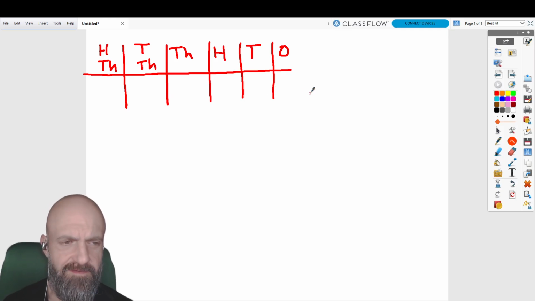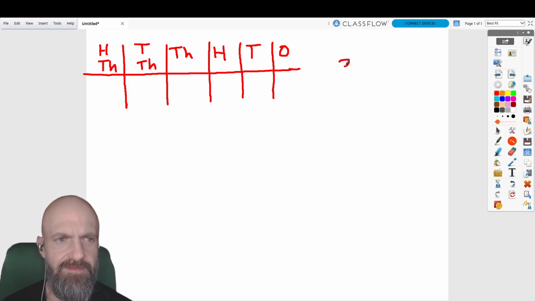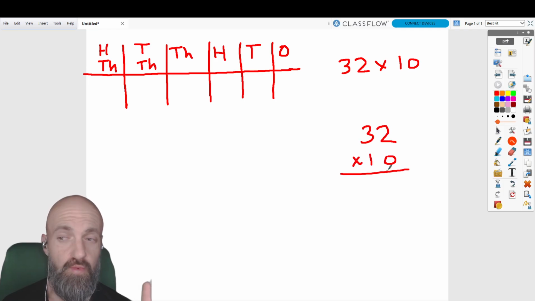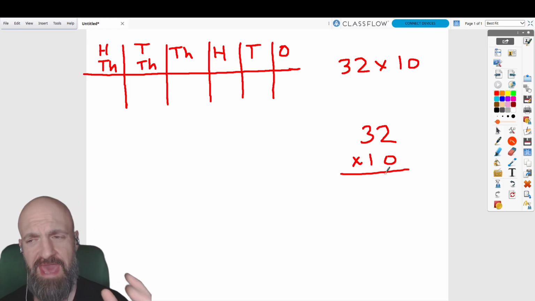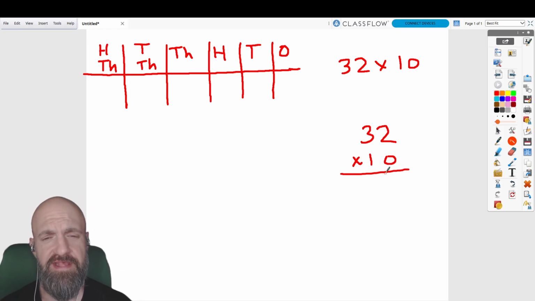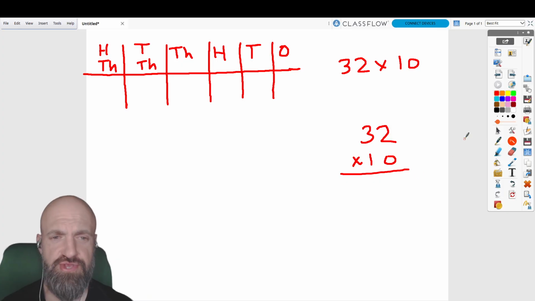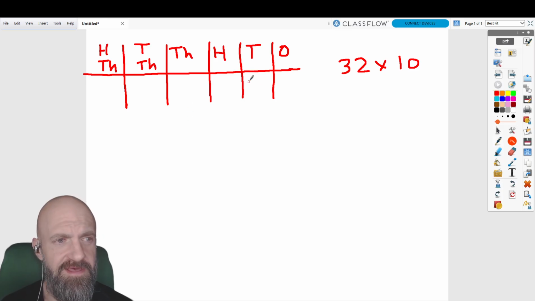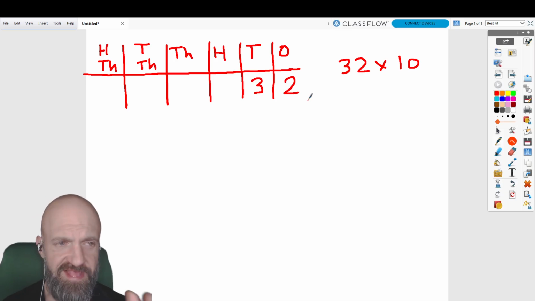So let's say we have a problem where we're multiplying by 10. For example, 32 times 10. Now, many students want to do this. We don't need to do that. In fourth grade, we haven't yet gone over that skill yet. So we have another strategy we use to do that. We can use this place value chart here. So I'm going to put 32 on our chart. In that place value, 3 tens, 2 ones.